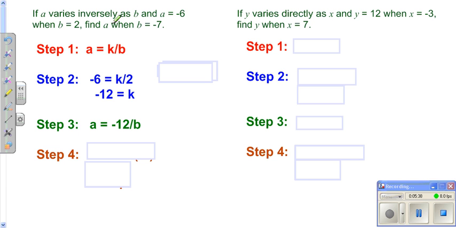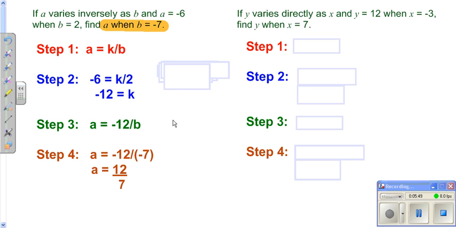Then go ahead and answer what they want you to do. They want you to plug in b being negative 7 so you can find out what a is. So you take your green equation, plug in your negative 7, and you get a to be 12 sevenths.